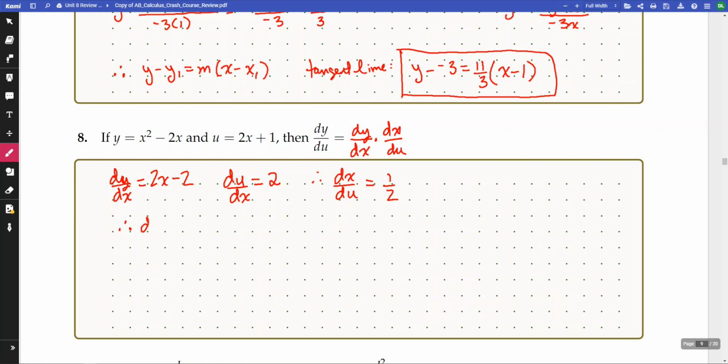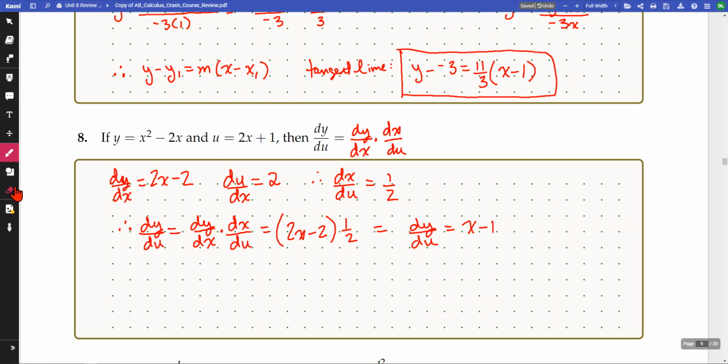So therefore, dy over du, which is equal to dy over dx times dx over du, is going to be 2x minus 2 times 1/2. And that means then that dy over du is going to be equal to x minus 1.